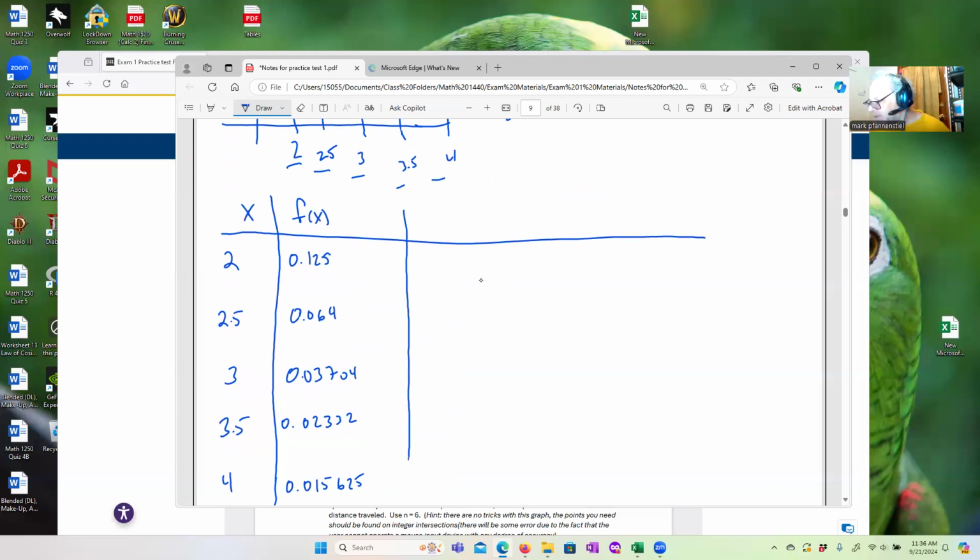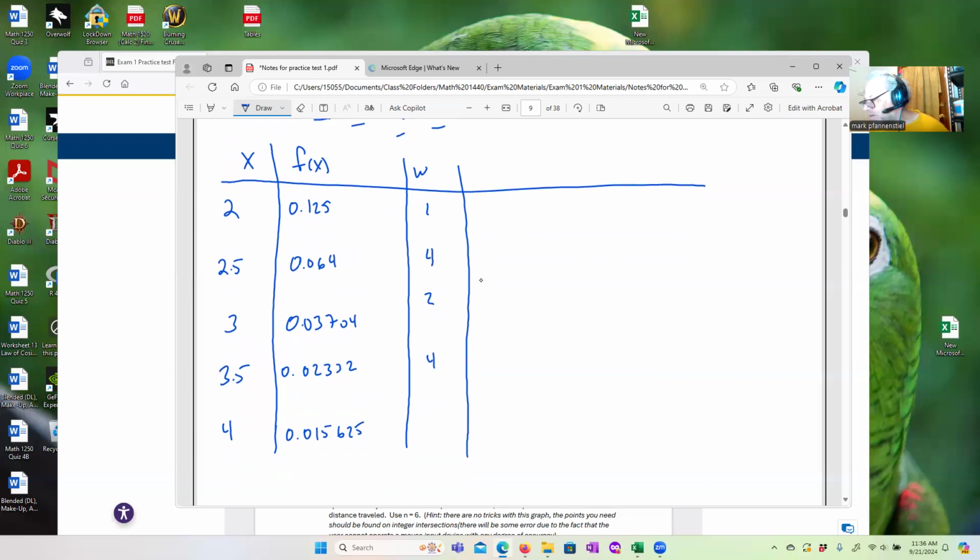The next column I'm going to do is put in my weights, because remember that in Simpson's rule, we have 1, and then we have this pattern, 4, 2, 4, dot, dot, dot, until we get to the last one, which again is just a 1. So all I'm going to do is multiply these across. I'm going to take f of x times my weight. This is going to be w times f of x. So that's all we're doing with this.